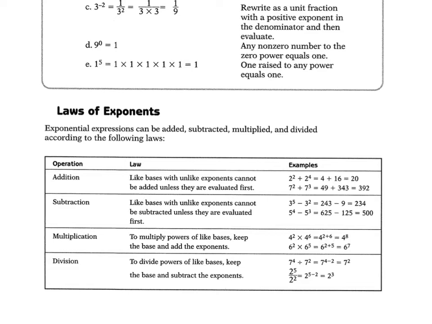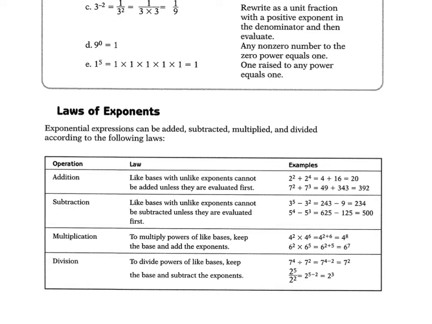For your division, in order to divide powers with like bases, you're going to keep the base and subtract the exponents. So if you had 7 to the 4th power divided by 7 squared, you can take the 7 and keep that, and then subtract the exponents. The 4 minus 2 is 2, so that's just 7 squared, which is 49.